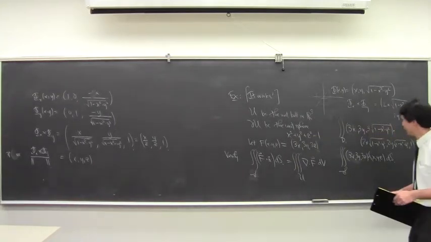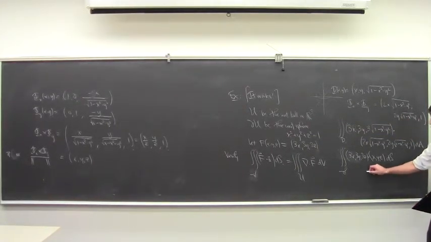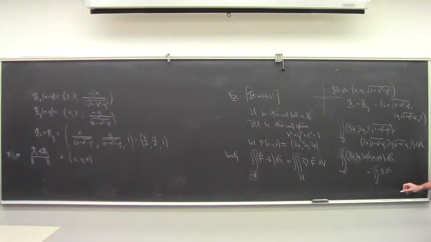So, looking at it that way, you can see that what you're doing is integrating 3x squared plus 3y squared plus 3z squared, which is just 3 ds over the surface. Is that right? Yeah, that's right. If you integrate the number 3 over the surface, what do you get?